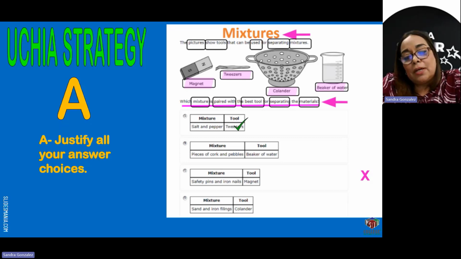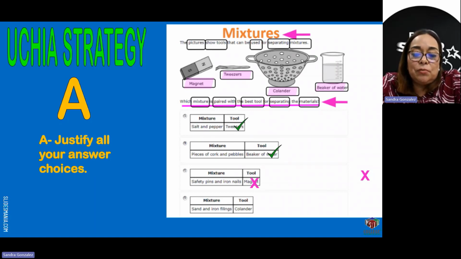So as they're going through these answer choices, can this mixture of beaker and cork and pebbles be separated with water? And that is yes. Then they look at answer choice C, mixtures, safety pins and iron nails. The magnet tool, can it be used to separate it? And we know that this cannot, because both of these are going to be attracted to the magnet. So this tool is not the best to separate them, as both of these are magnetic.